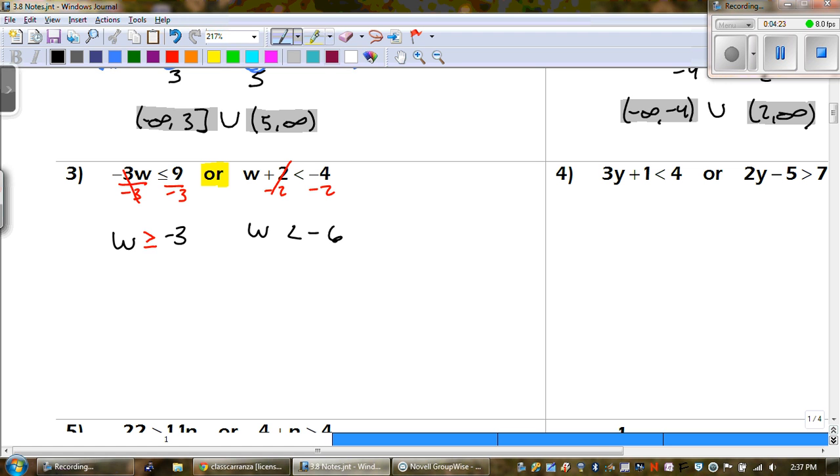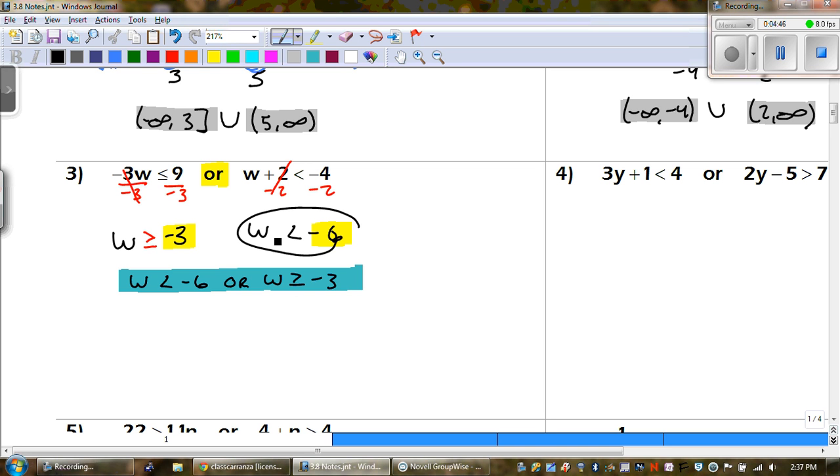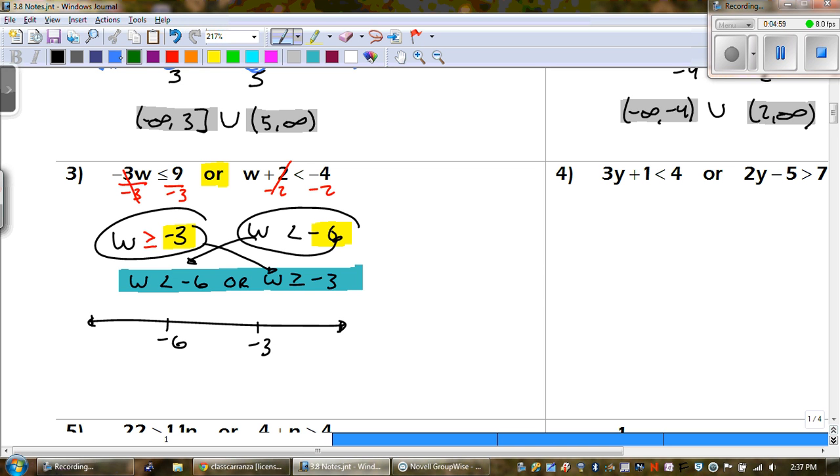Now, the only thing that's wrong with this is that when we write it, I want my lowest number first. We're comparing negative 3 and negative 6. Well, negative 6 is smaller. So when I'm graphing that, I want my negative 6 first, and then my negative 3. So we just took this whole thing and switched them up. Because now when we draw our graph, there's negative 6 and there's negative 3.